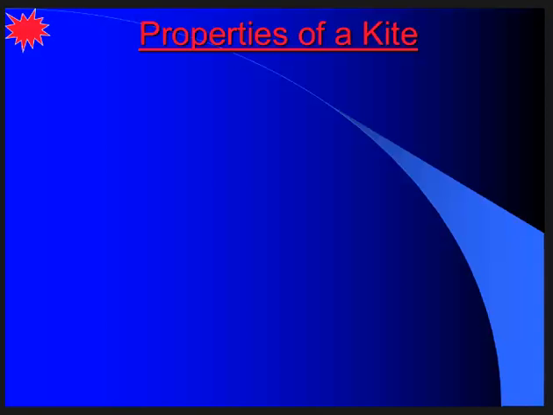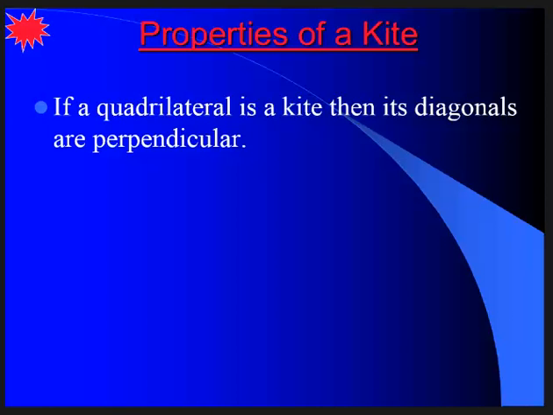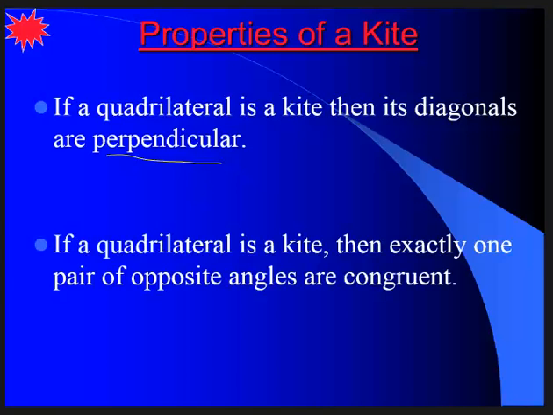What else do we know about kite? What are some properties that it has? Its diagonals are perpendicular. Okay, that was true of a rhombus as well. So again, don't get them mixed up. They are different. You need to know the differences. A kite has exactly, which means only, 1 pair of opposite angles that are congruent.